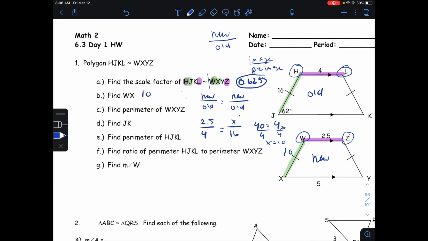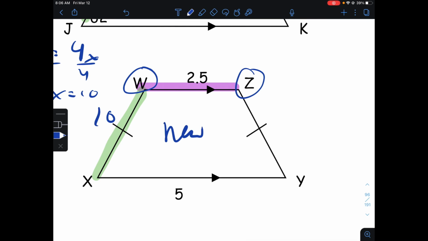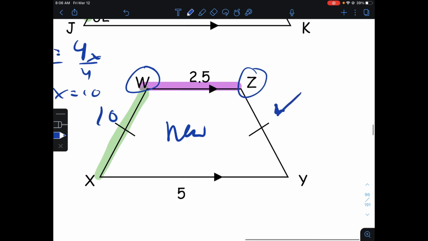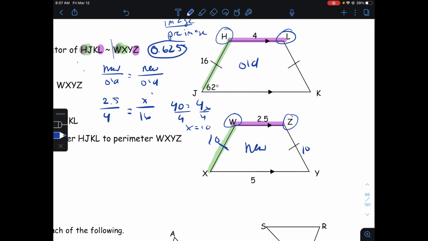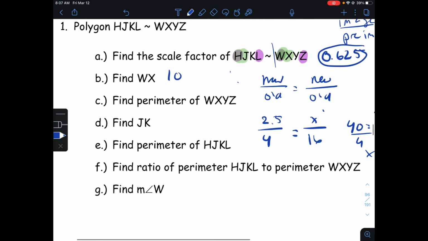All right, now they want us to find the perimeter of WXYZ. So let's take a look here. The perimeter is when you add up all of the sides. So we're pretty close. However, we're missing this side here. But it has this little tick mark, and we know that this side is 10, so that means that this side needs to be 10. So now to find the perimeter, all we have to do is add all of these up. So we would do 2.5 plus 5 plus 10 plus 10. And when I do that, I get 27.5.